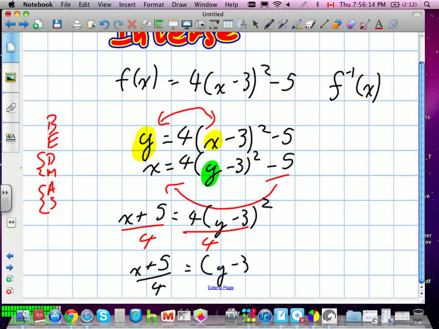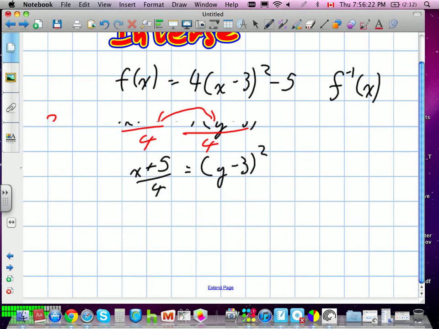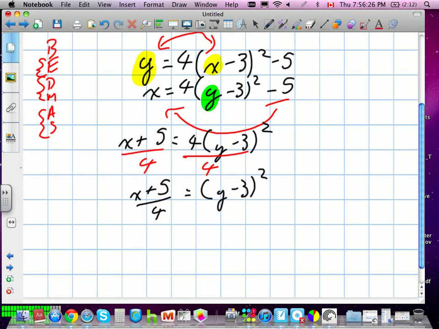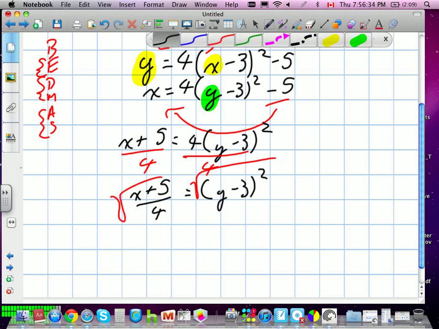In order to get rid of, or as they say, cancel out, the opposite operation of a square would be a square root, so we would square root both sides. So we're then left with the square root of x plus 5 divided by 4. Okay, x plus 5 divided by 4 is equal to y minus 3.